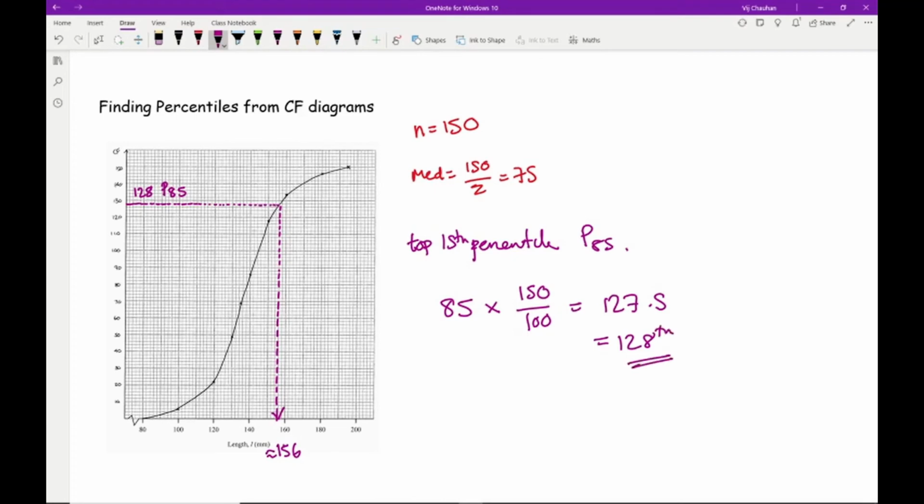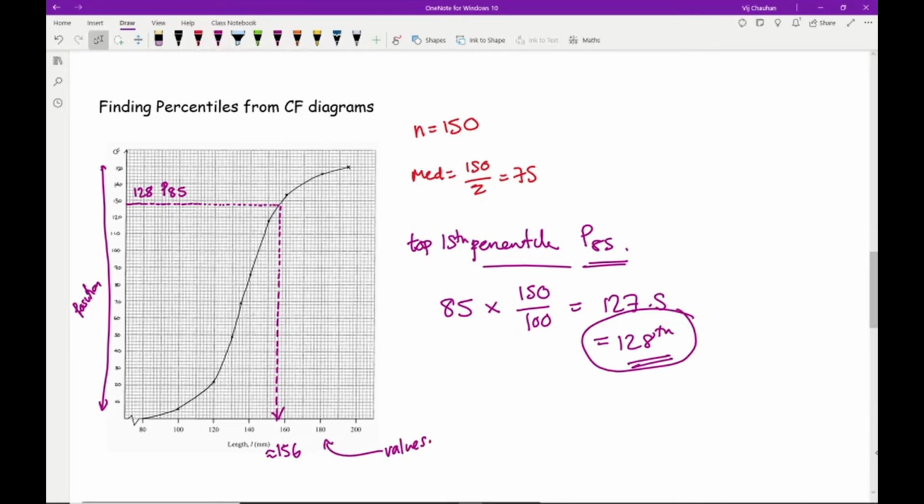So the key thing to remember is that the 85th percentile is not 127.5, it's not 128, but 128 is the position of where that 85th percentile is going to be. And that, like I said, is how we can then project it. So this tells you the position. The cumulative frequency are the positions of where you look up, and obviously the x-axis is telling you the raw values.